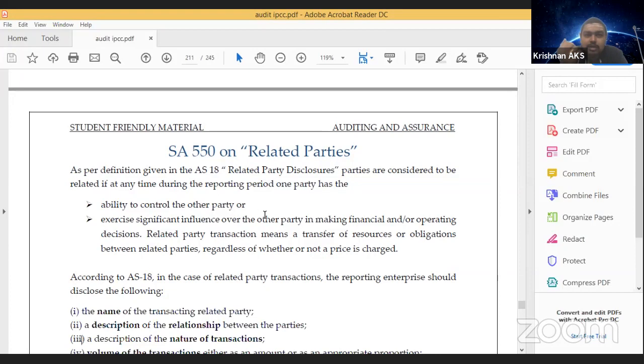For example, the Satyam scam. The problem was because of the Maytas. There is another company which is into real estate. So whatever money has been swindled, it has been parked in another related party company.